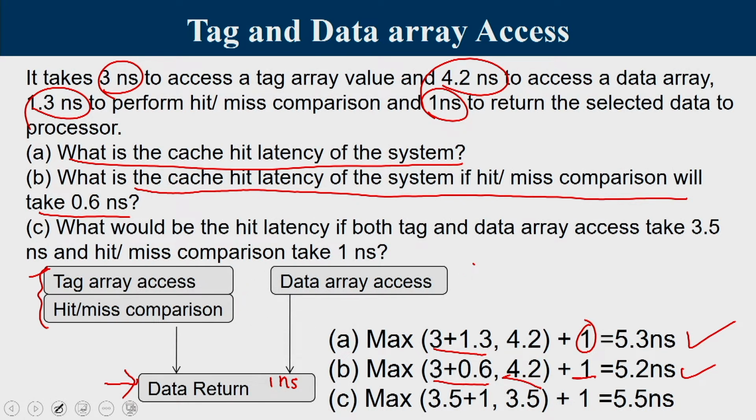Now, we move on to the third one. What would be the hit latency if both tag and data array access take 3.5 nanoseconds? So, this has 3.5 nanoseconds, this also will be 3.5 nanoseconds, and the hit or miss comparison takes 1 nanosecond. So, the left side would be 3.5 plus 1, a total of 4.5, and the right side is 3.5 only. So, the dominant fraction is the left side, 4.5 plus 1, that is 5.5 nanoseconds. So, even though the data array access changed from 4.2 nanoseconds all the way to 3.5, we are not getting rewards because the left side is now taking more time.